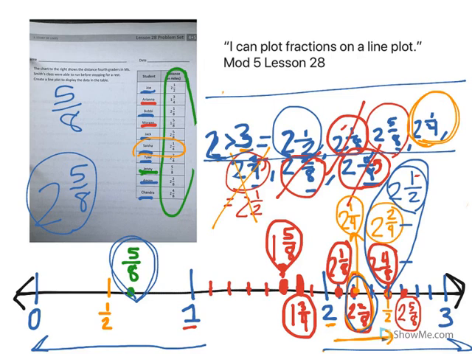All right, fourth graders, that's it. Module 5, Lesson 28, I can plot fractions on a line plot.